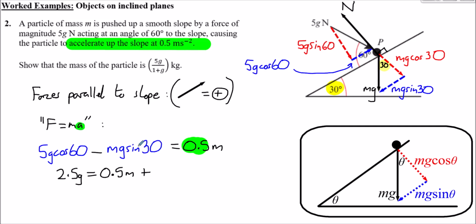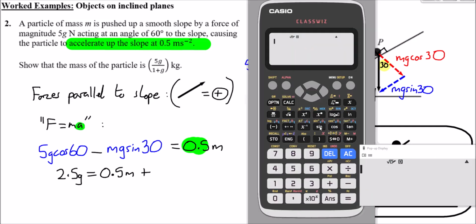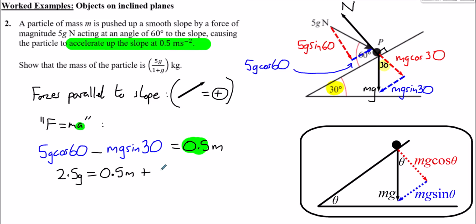So mg sine 30, well what's sine 30, I wonder? You should hopefully know that sine 30 is a half. So this is going to be 0.5m here, then plus m times g times 1/2. So that's going to be 1/2 mg.